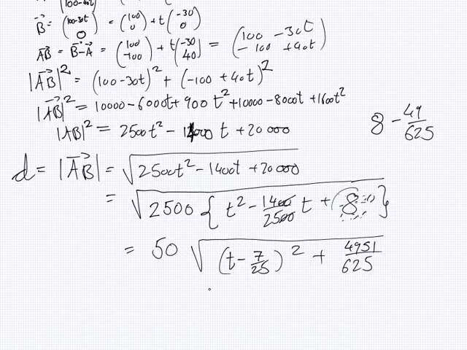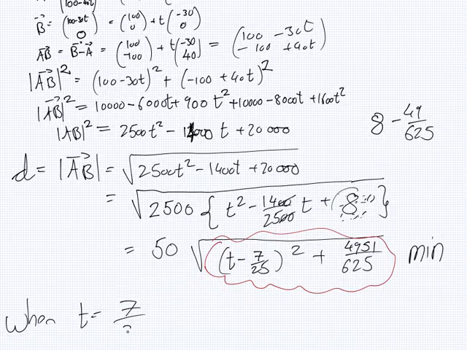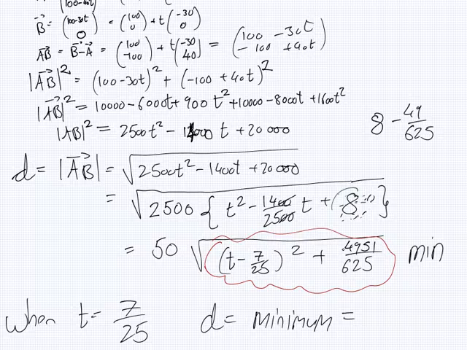If you look at this formula, what is the time that will make this a minimum? Do you remember this from completing the square? Yeah, 7 over 25. So when t equals 7 over 25, d will equal its minimum value, which will be the square root of this number times 50. So if you can type in 50 root 4951 over 625.